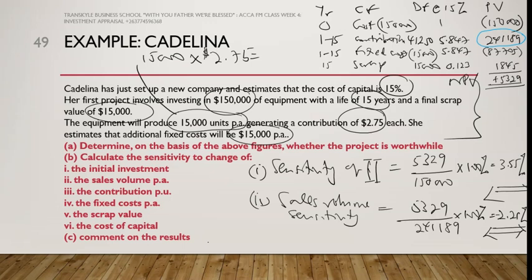Similarly, if the initial investment cost decreases by 3.55%, then the NPV is not going to be negative, but rather it will increase. But if the initial investment increases, so if there is a plus 3.55% change in the initial investment, then we are going to have an NPV which is negative. So simple, isn't it?